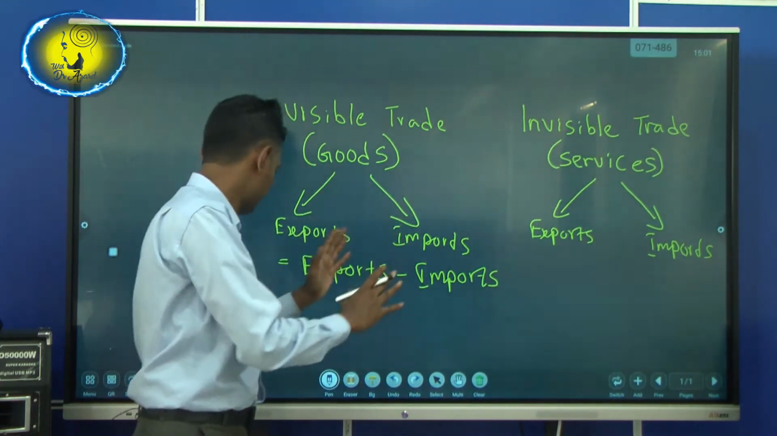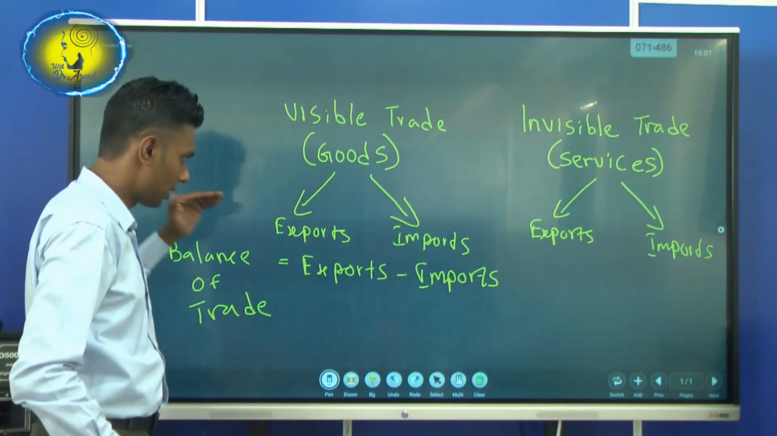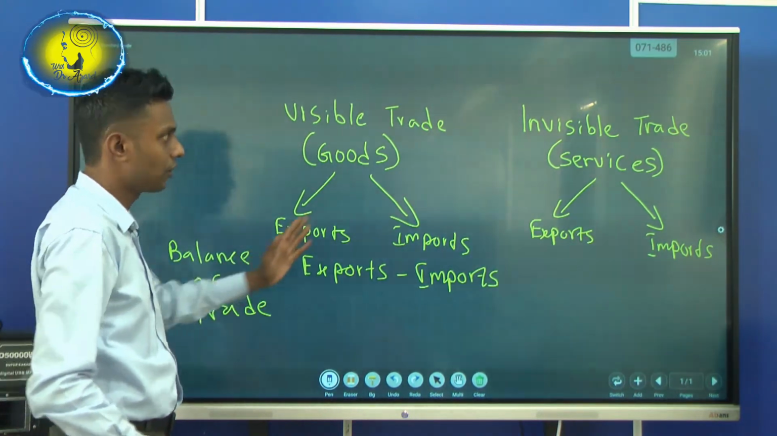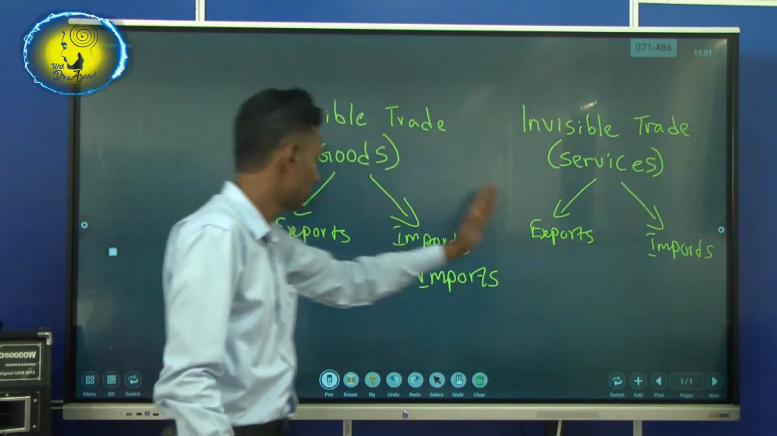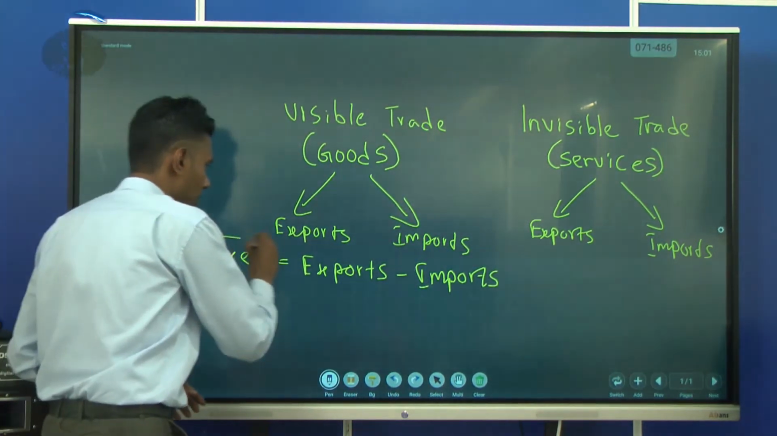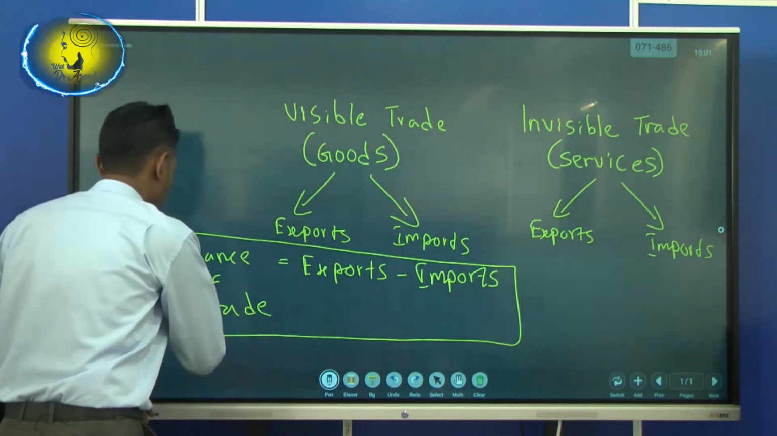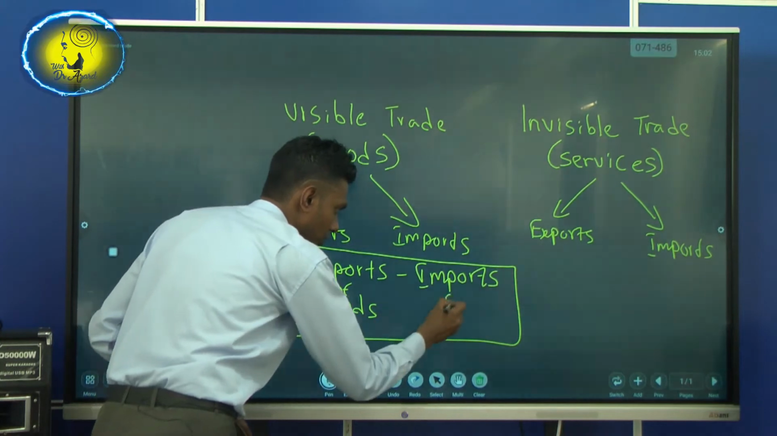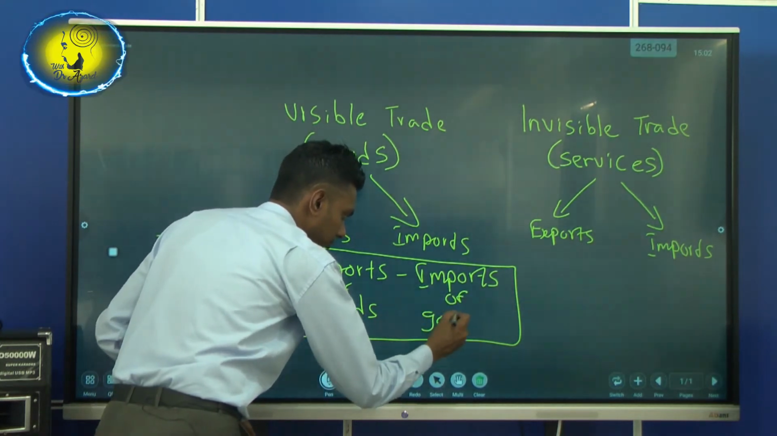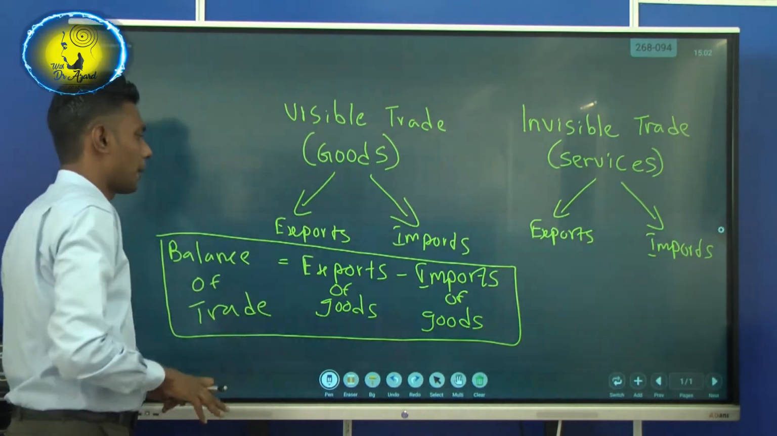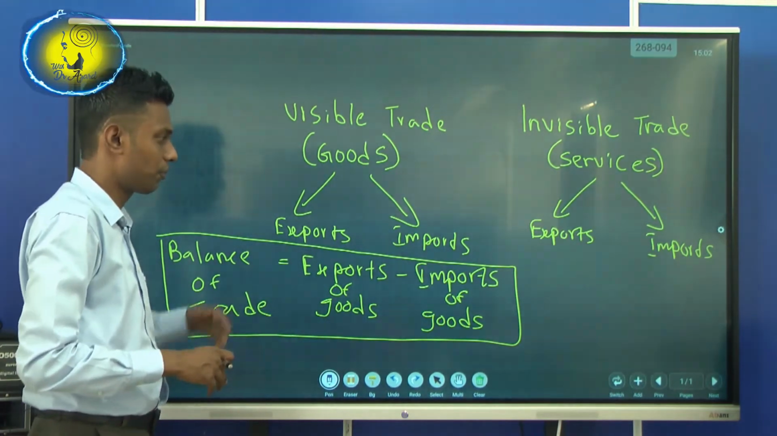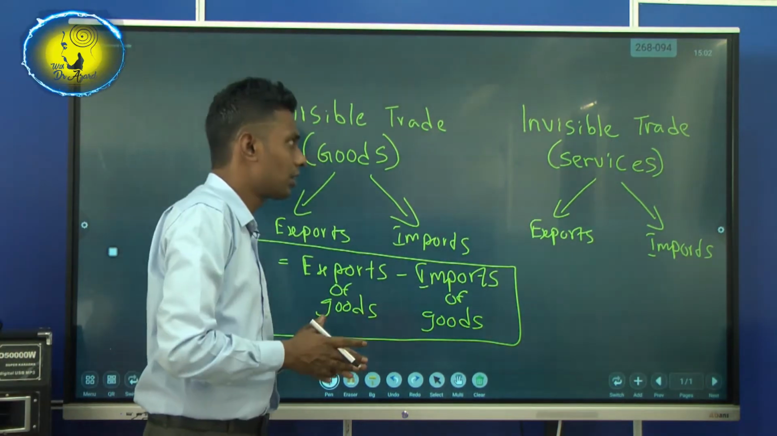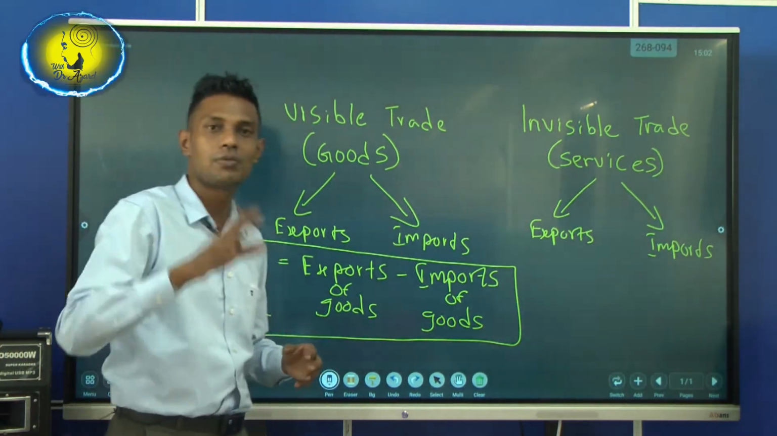Visible means only goods. When the examiner requires you to calculate the balance of trade, you have to forget about the services. You have to consider only exports and imports of goods. That's how you get the balance of trade when you are preparing a balance of payments account. So we are familiar with visible trade and invisible trade.